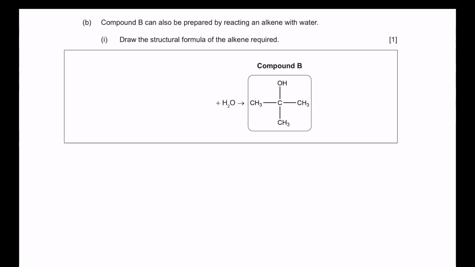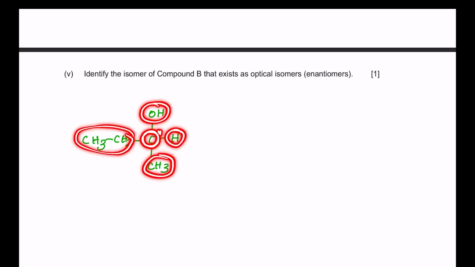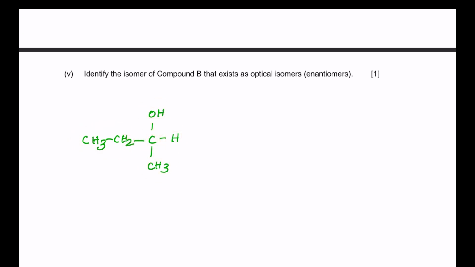Moving to the next part. Why will it be optically active? Because around this carbon, we see that all the four groups are different. Hence, this is a chiral carbon, and this will show optical isomers.